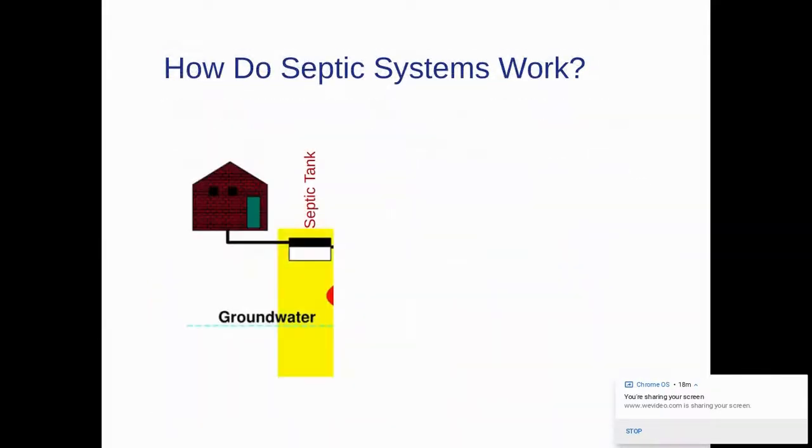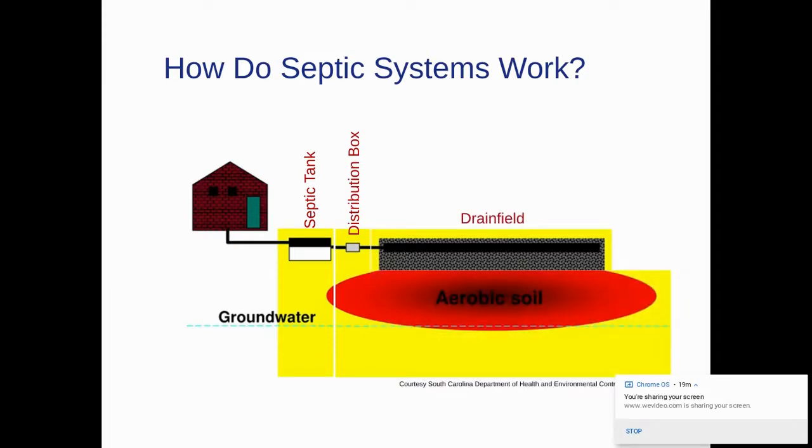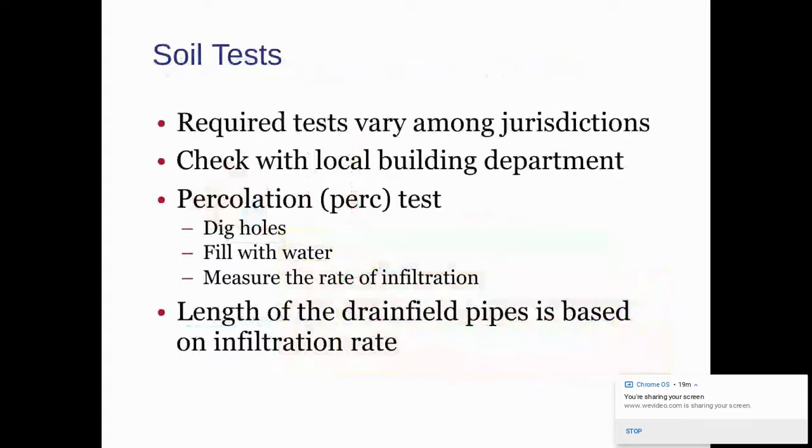So how does it work? The concept is, the wastewater goes into a septic tank. From there, the liquids flow out into a distribution box, out to a drain field, and then the liquids drain down into aerobic soil, where it all breaks down before it reaches the groundwater, so you don't contaminate your groundwater. It doesn't take that many, maybe 2-3 feet of soil to really filter out all that bad stuff.